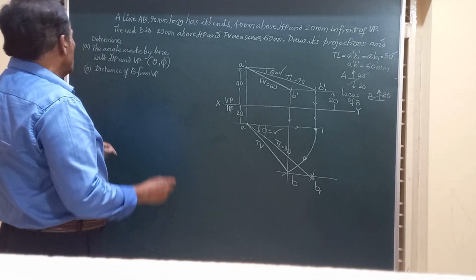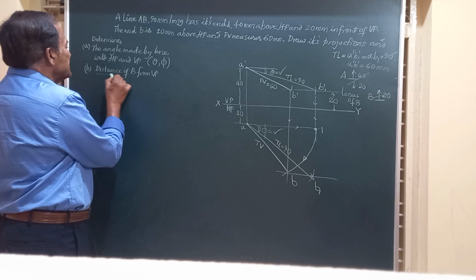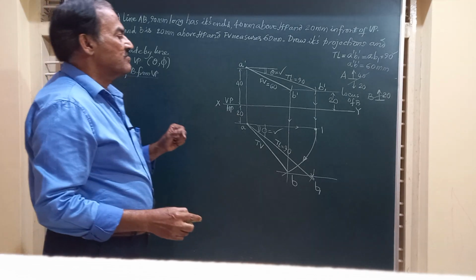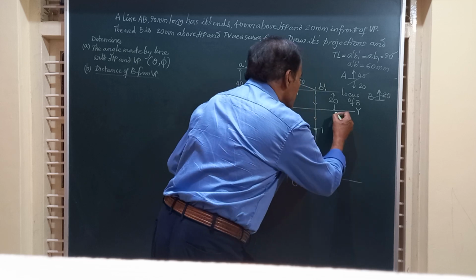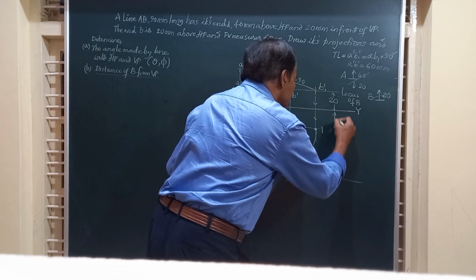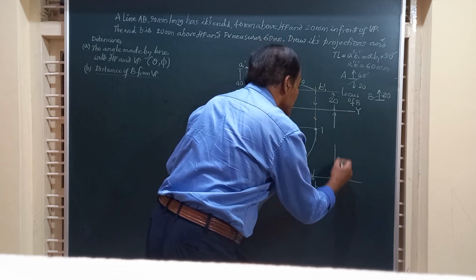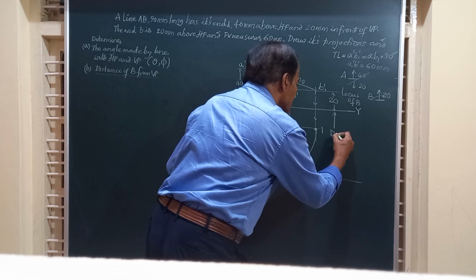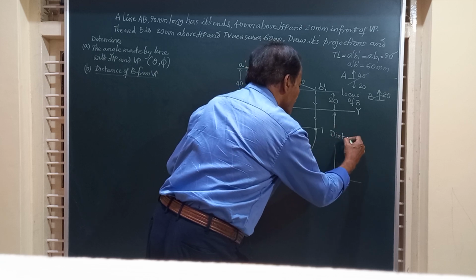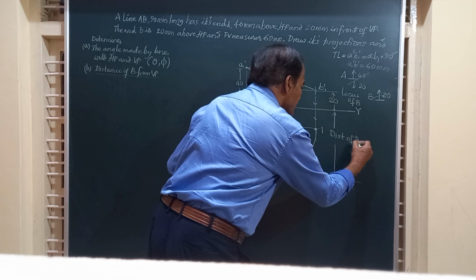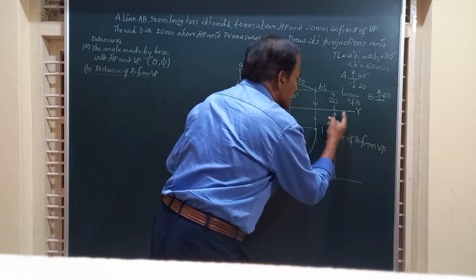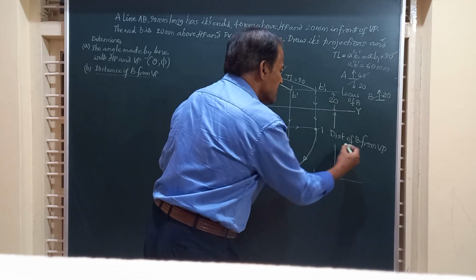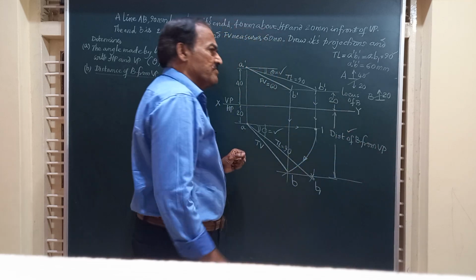Friends, they are also asking us to find out what is the distance of the end B from VP. We have the locus of B here, friends. You can just keep a scale and see what this measurement is. So this is the distance of the end B from VP. From the HP it is given as 20. From VP this can be found out from measurement.